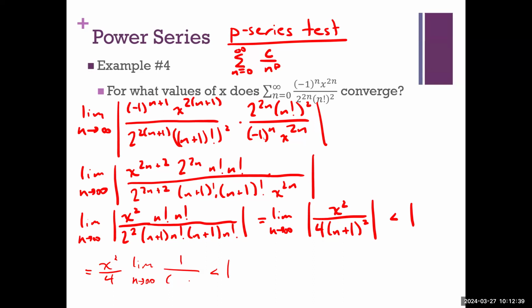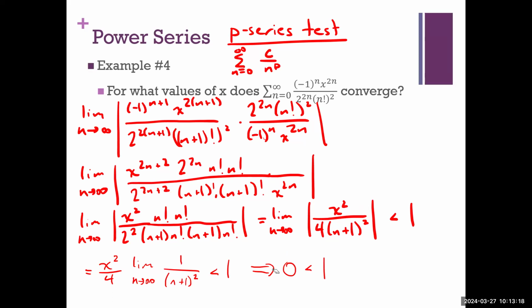Remember, these limits are only looking at what happens to our sequence as n gets very big, so I can pull out anything that is not governed by n. Now that we've done that, can I say anything about this limit? It goes to 0, right? So basically, 0 is less than 1. The x here got canceled out, and this ratio goes to 0.